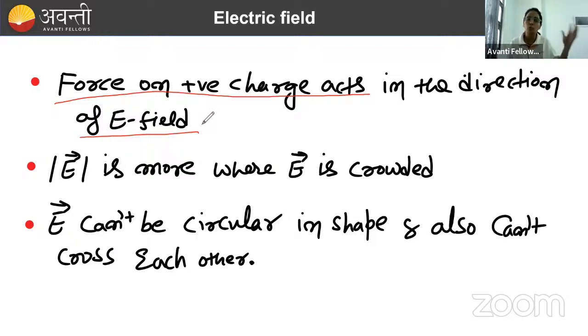There you don't need to go to the logic and try to find out whether it will be true or false. You must be right in your head: force on a positive charge acts in the direction of the electric field. The electric field is more where the lines are crowded. Field lines can't be circular in shape and also can't cross each other. So we have already covered all these things.